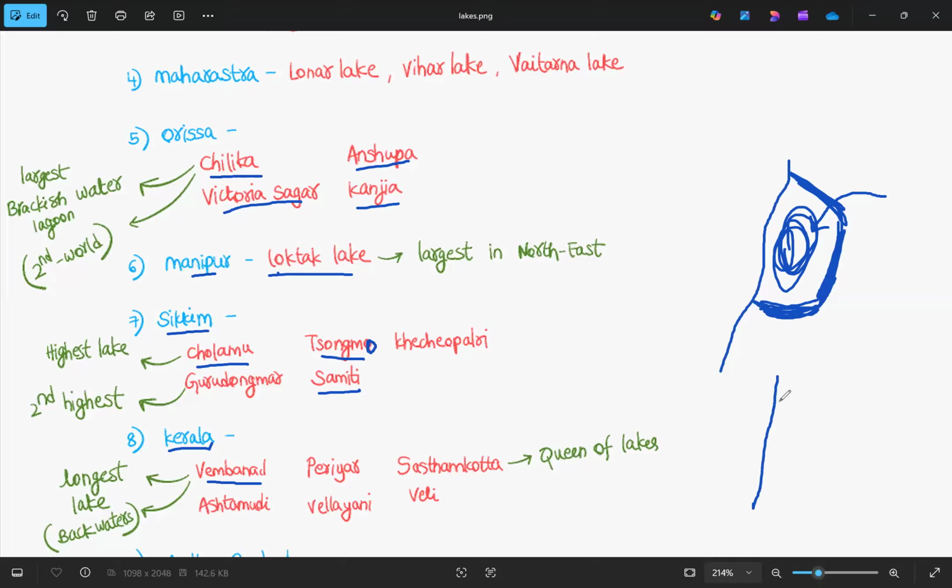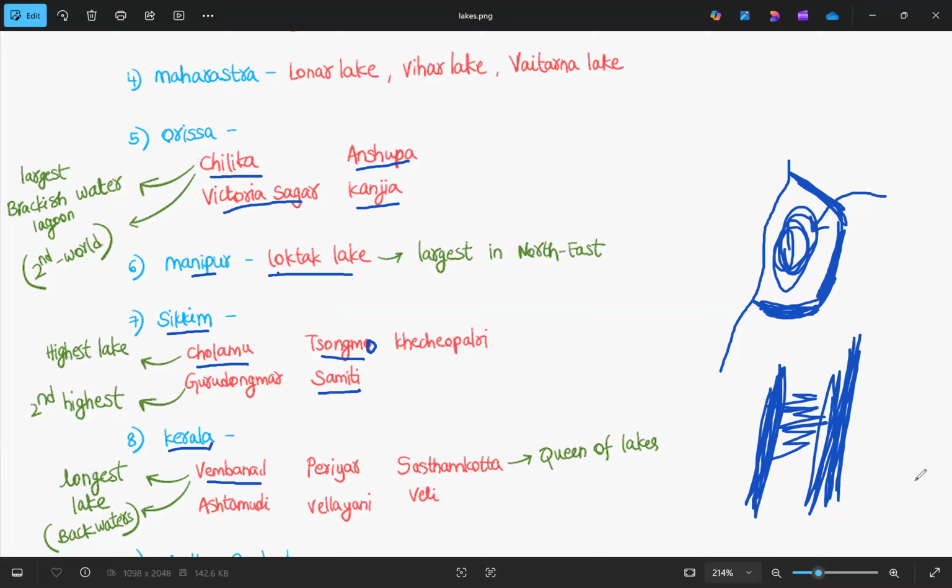Why? If it is the coastline, here we have plains, and then here we have waters. This is the Vembanad Lake. So that is why this is called backwater. So plain will be there, and on both sides of the plain, on one side we have the ocean, and on the other side we have this Vembanad Lake. So that is why Vembanad Lake is called backwaters.